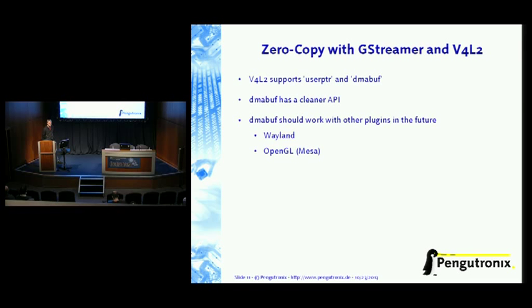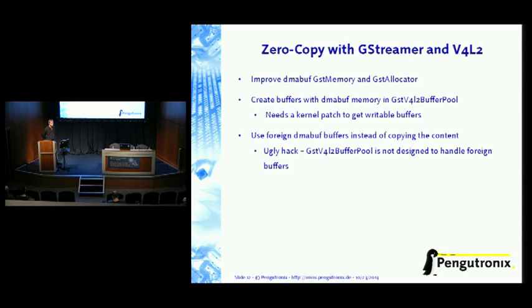plugins as well. So that's what I want you to do with the Video for Linux plugin as well. Right, what do I need to do that zero copy here? First, there already was a DMA buffer memory and allocator, but yeah, it wasn't quite complete. There are a few bugs there, a few things missing, but nothing terribly big, so fix that.